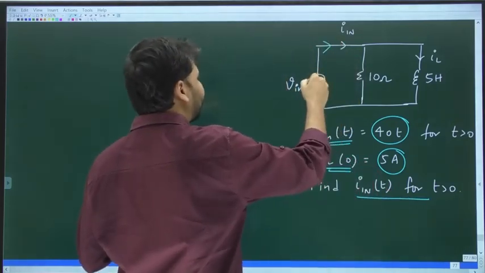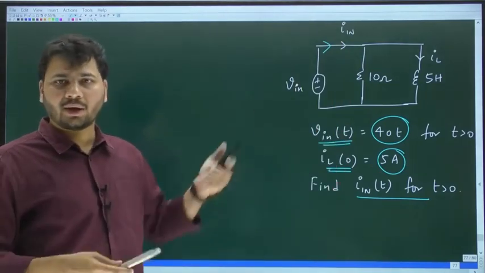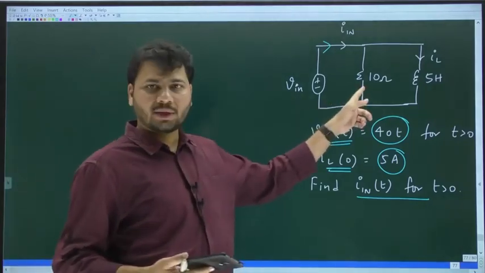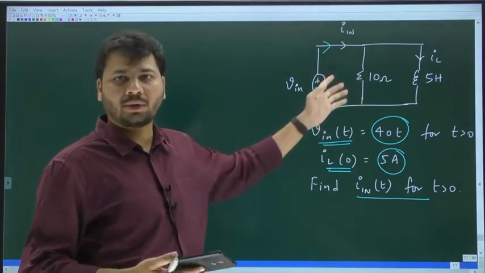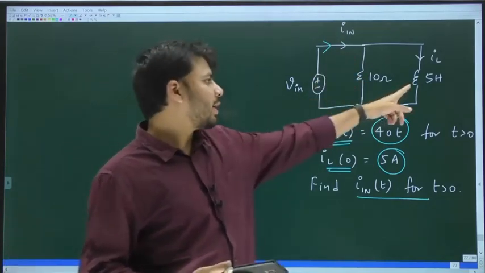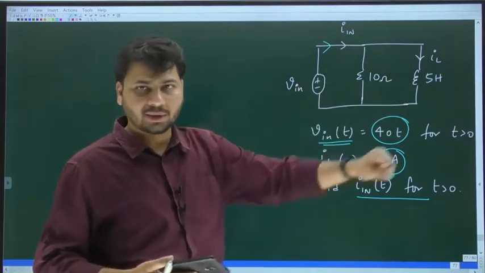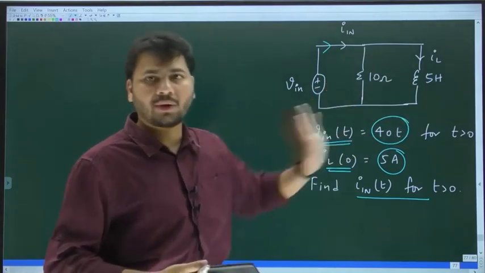Is I_in(t) not the current drawn from the input source? I_in(t) is the current drawn from the input source. See here, two things. The resistor is connected across the input source. A resistor connected across a voltage source will draw some current. The inductor is also connected across the same input source, so even the inductor will draw some current.